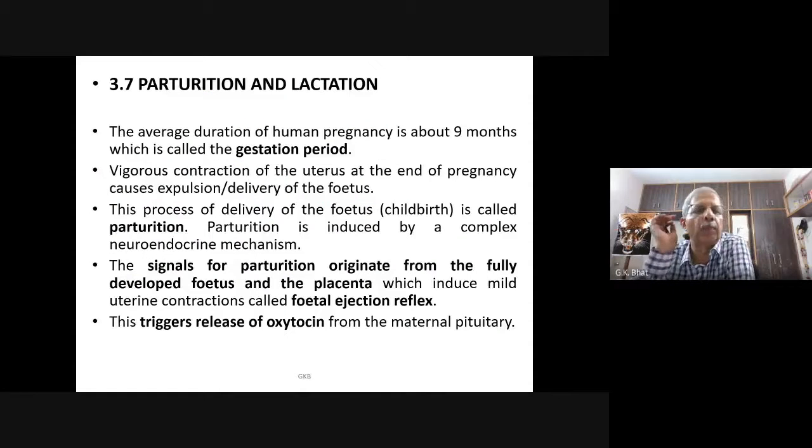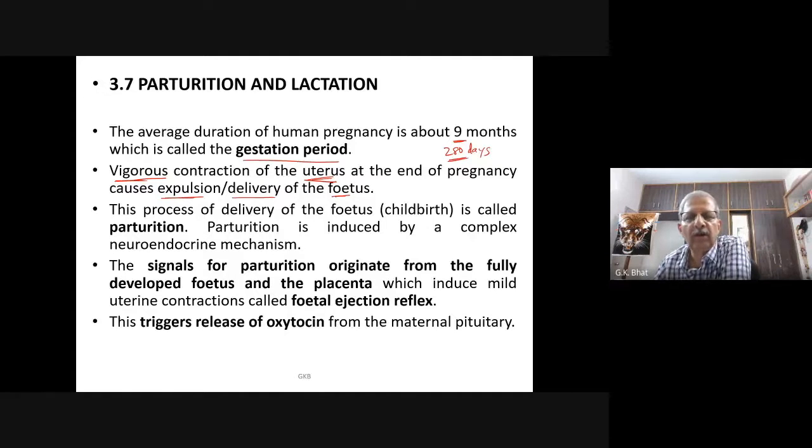Now let us look into parturition and lactation. The average duration of human pregnancy is about 9 months, which is called the gestation period. 9 months, as I said, is approximately 280 days. 9 months means 270 days, but add 10 more days to this. Vigorous contractions of the uterus at the end of pregnancy cause expulsion or delivery of the fetus.